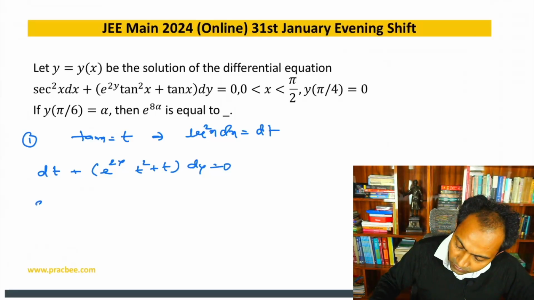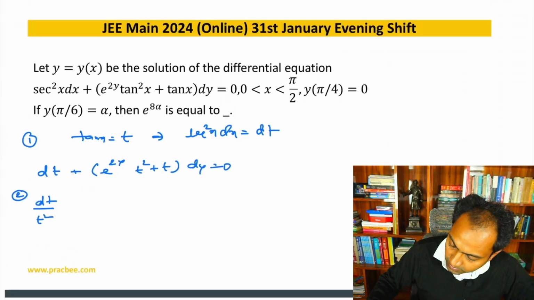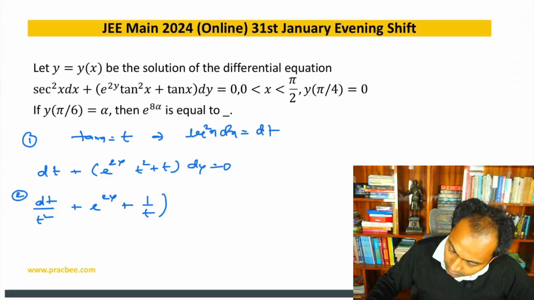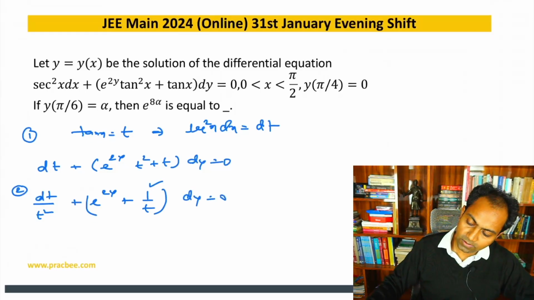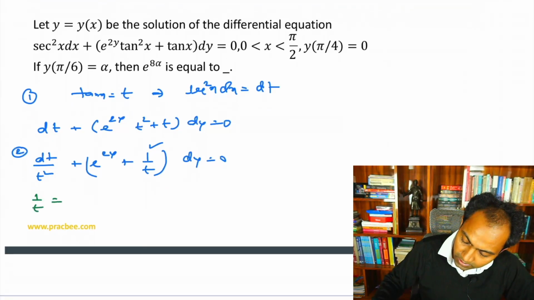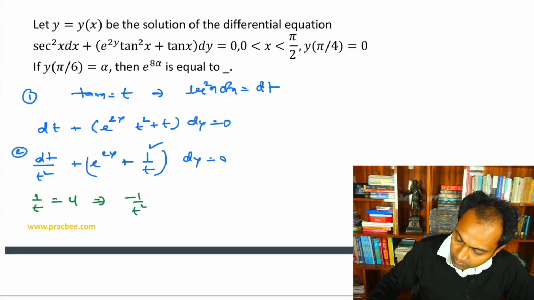So what we can do is divide it by t square in the next step. So this will become e raised to the power 2y plus 1 by t, and dy. Now you can see that there is a chance of becoming a linear differential equation in 1 by t. So what I did was I took 1 by t and put it equal to u. And as a result, this will become minus 1 by t square dt is equal to du.